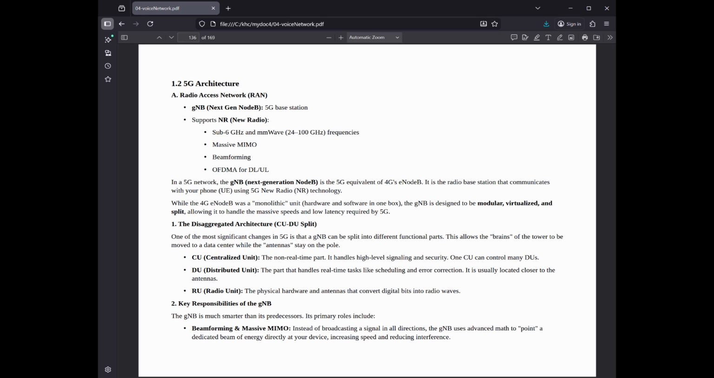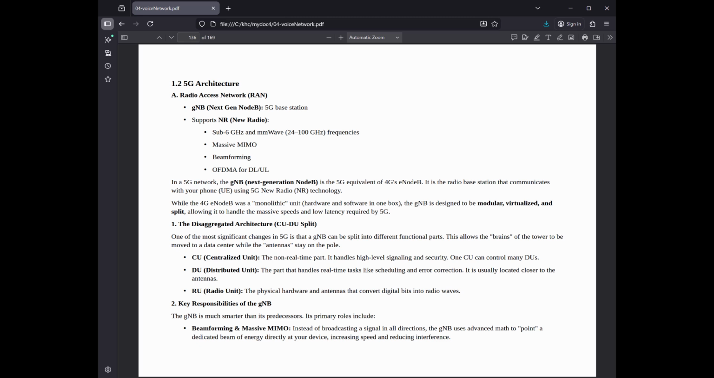One CU can control many DUs. DU, distributed unit. The part that handles real-time tasks like scheduling and error correction. It is usually located closer to the antennas. RU, radio unit. The physical hardware and antennas that convert digital bits into radio waves.